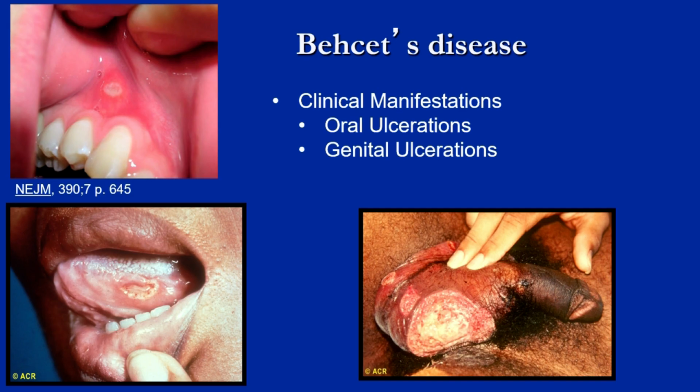The main manifestations of Behcet's are oral and genital ulcerations, and recurrent oral ulceration is the most common manifestation. When one does a biopsy, this is similar histologically to just common oral ulcers. So this is just an example of an oral ulcer. This is an ulcer of the tongue. This is an example of a genital ulcer.